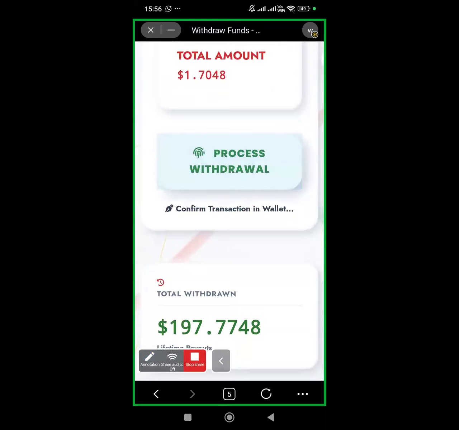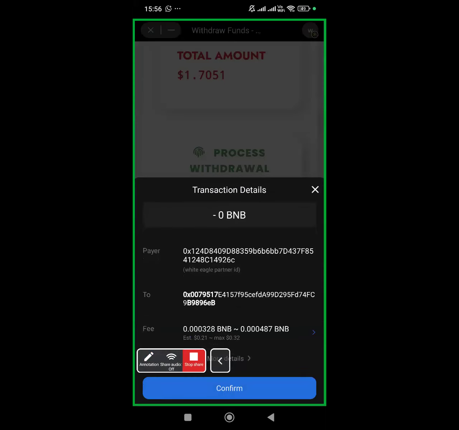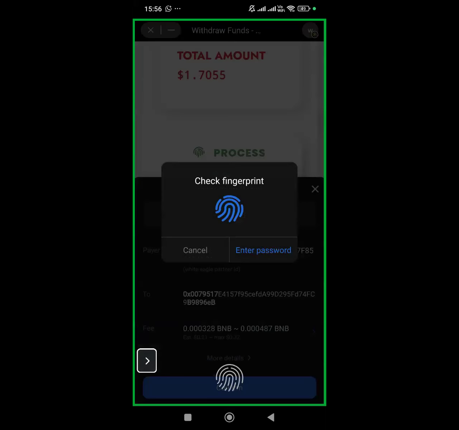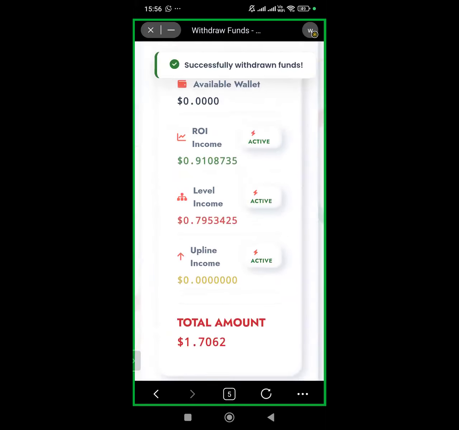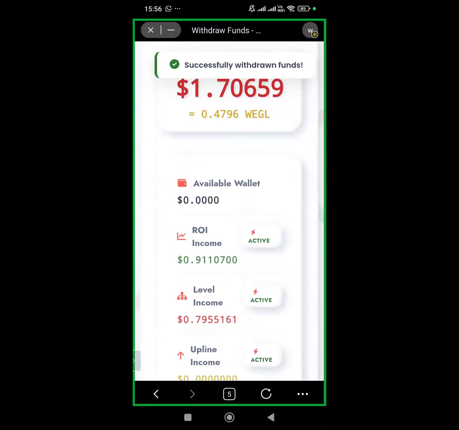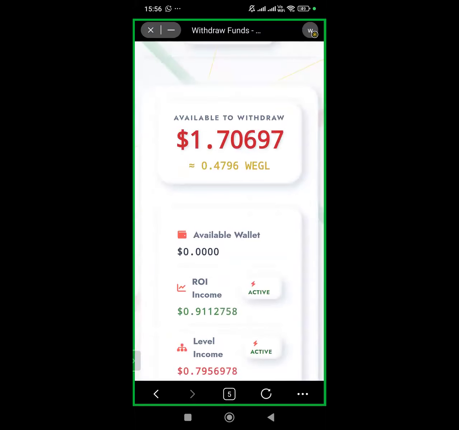So let me process a withdrawal. Click on the withdraw button. Just confirm. It's very simple. Confirm your transaction. It will successfully withdraw your funds. And the funds that are already here will move to your wallet. And again, your blockchain will start. See here. It's amazing, my brother.